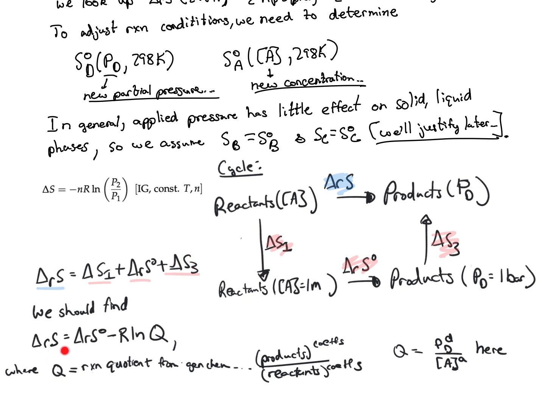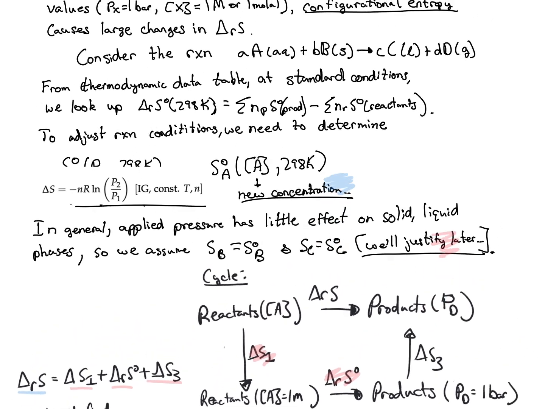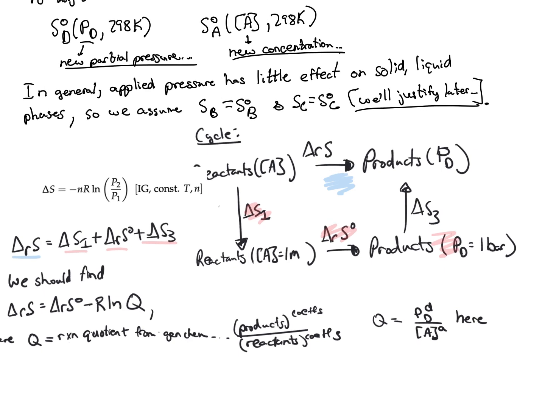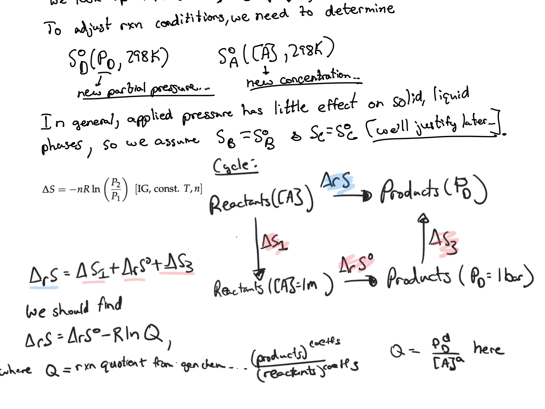We should be able to find delta RS is delta RS naught minus R ln Q, where Q is your reaction quotient from general chemistry. Products to their coefficients over reactants to their coefficients, and Q is, in this case, the partial pressure of P sub D to the power D. This is a small d, the coefficient, if we go back to our equation here. Little d is the coefficient there, divided by a to the power of a.